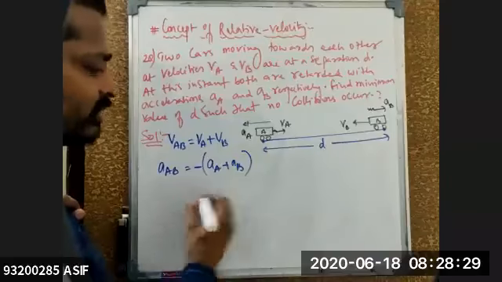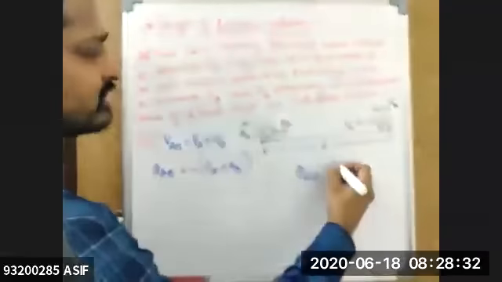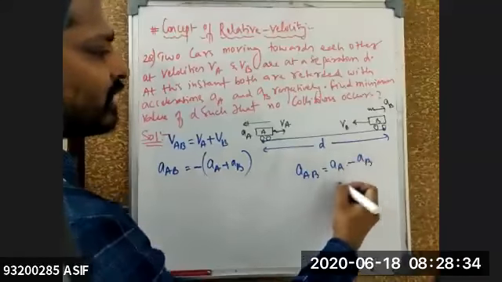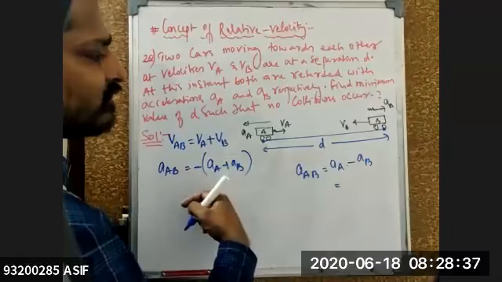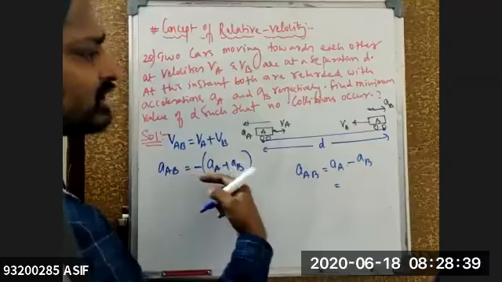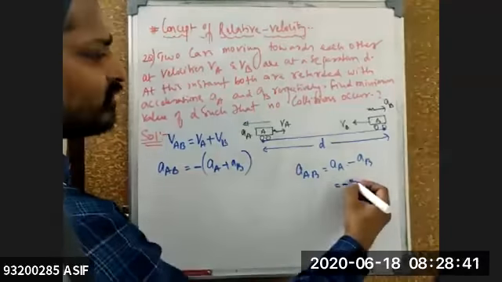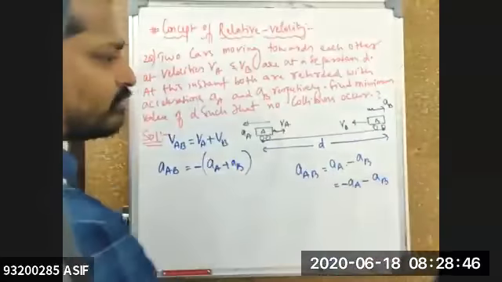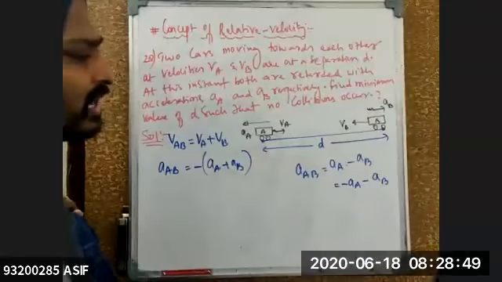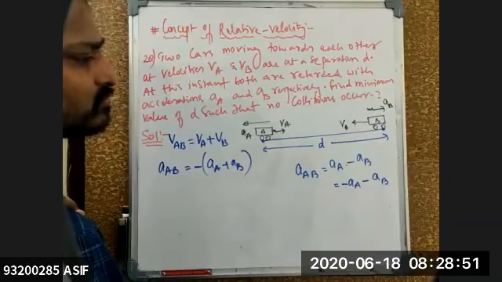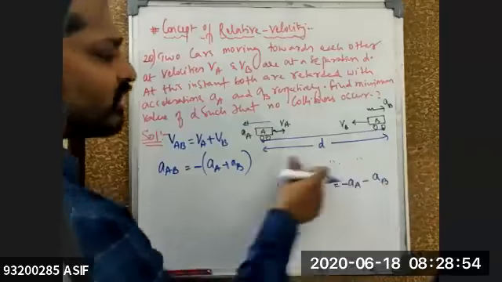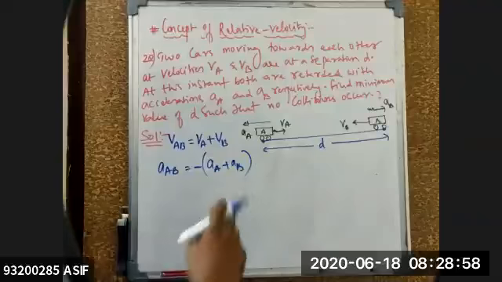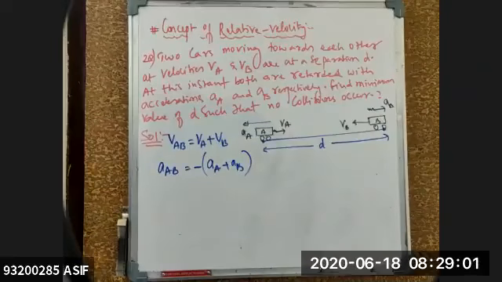Acceleration of A with respect to B means, how do you write? Acceleration of A minus acceleration of B. Now acceleration of A is in which direction right now? Opposite direction. So this is nothing but minus A, and acceleration of B is in the positive direction. Can I write like this? Yes, sir. So acceleration of A with respect to B will be minus of acceleration of A plus acceleration of B, because both of them are moving in opposite directions.